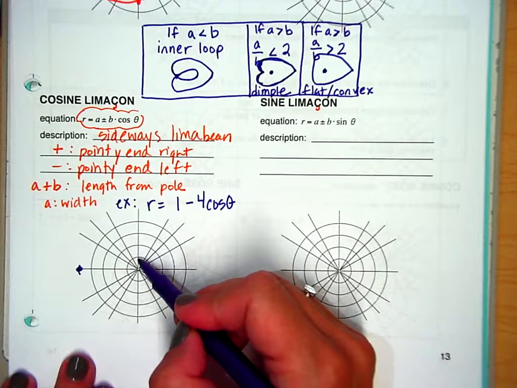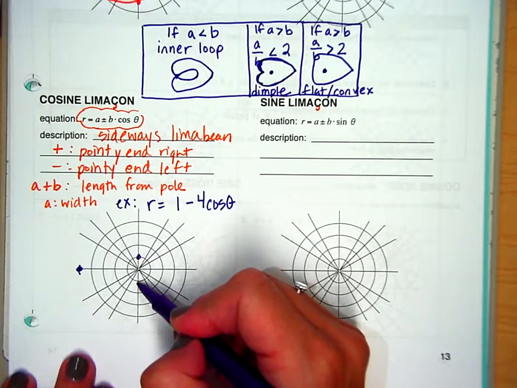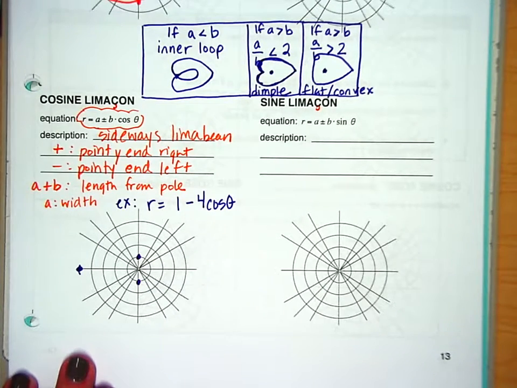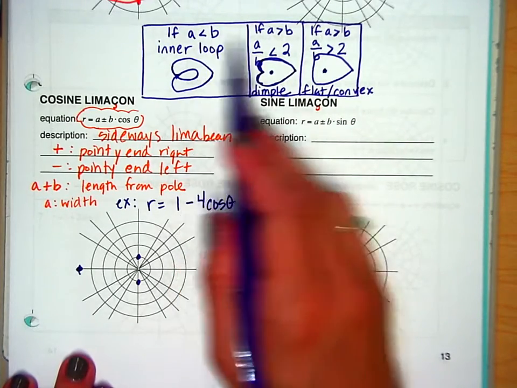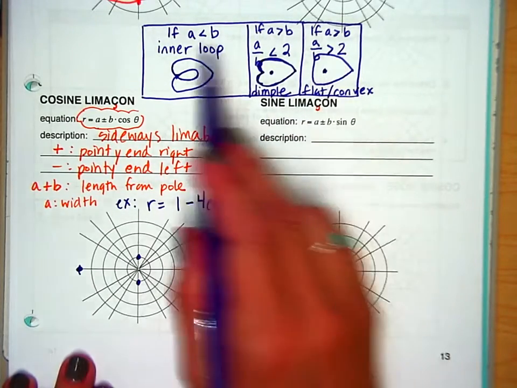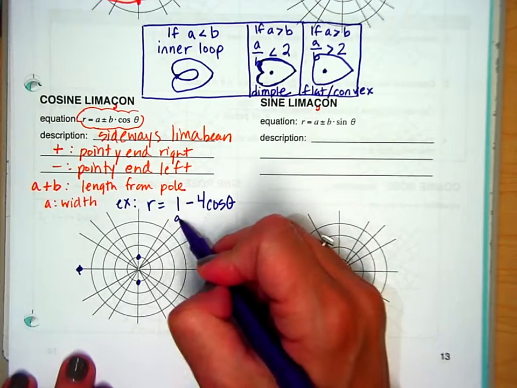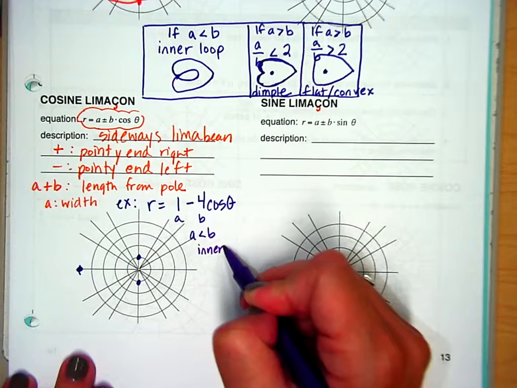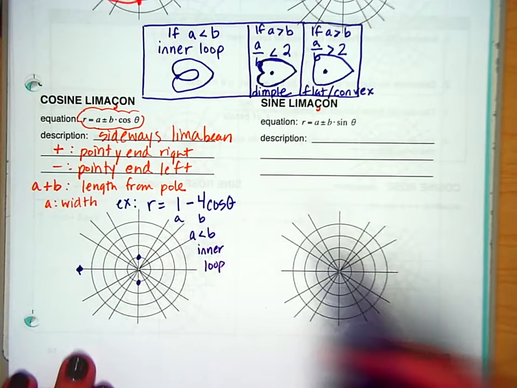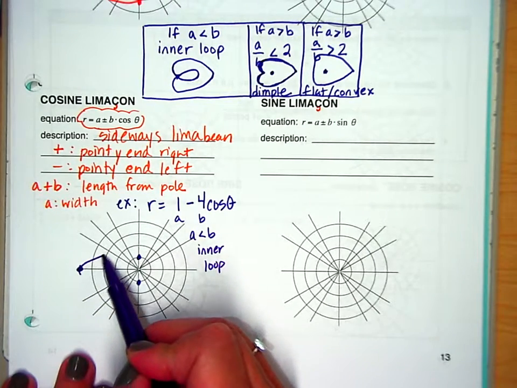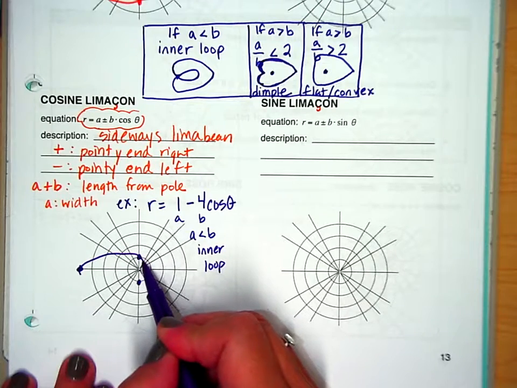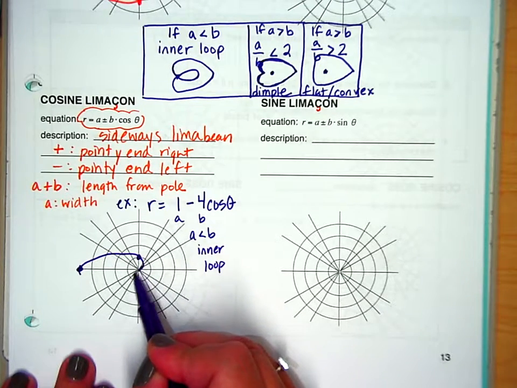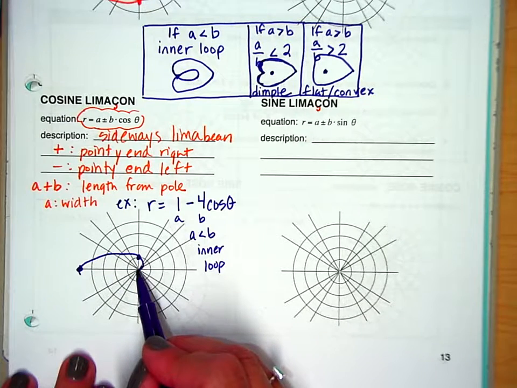Okay. The width is always A. So up and down in this case is just going to be 1 and 1. Now I have to decide, is A less than B, bigger than B, or is that ratio bigger than B? Well, obviously in this case, this is my A, this is my B. So A is less than B, which means it's going to be an inner loop. So what's going to happen is it's going to come around, go through the pole, and then there's going to be some inner loop in here.